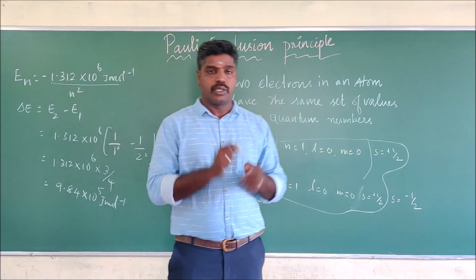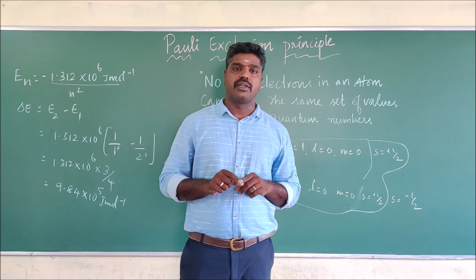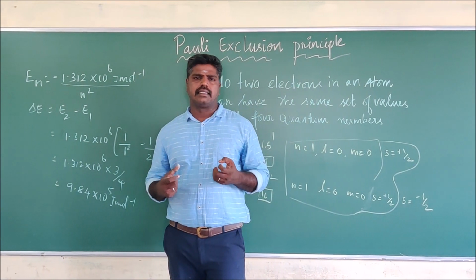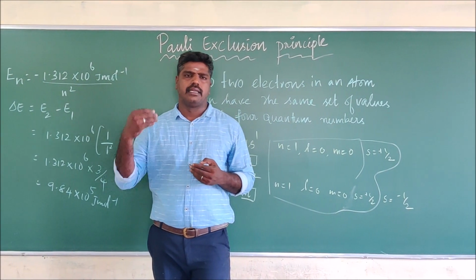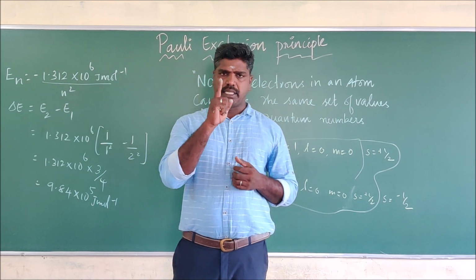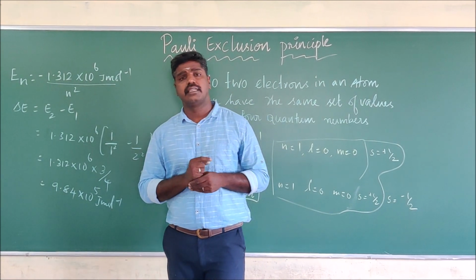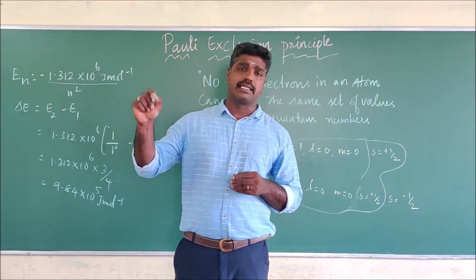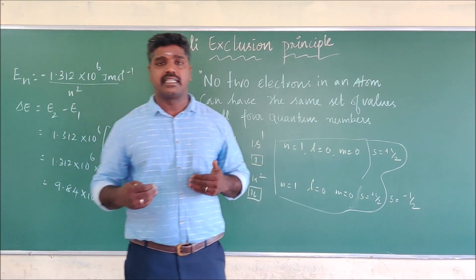Okay, you can go through your textbook. There is a tabular column given for each electron. Spinning will be there. Okay, let us take the first electron. First electron is n equal to 1, l equal to like that. Spinning is given. Second electron, third electron.